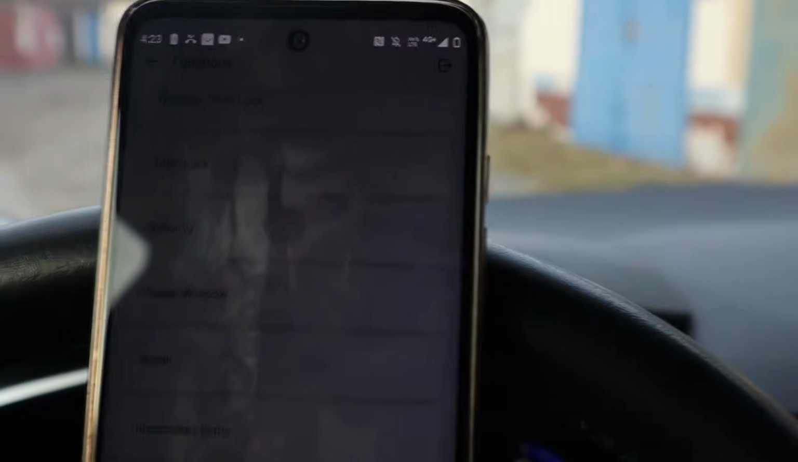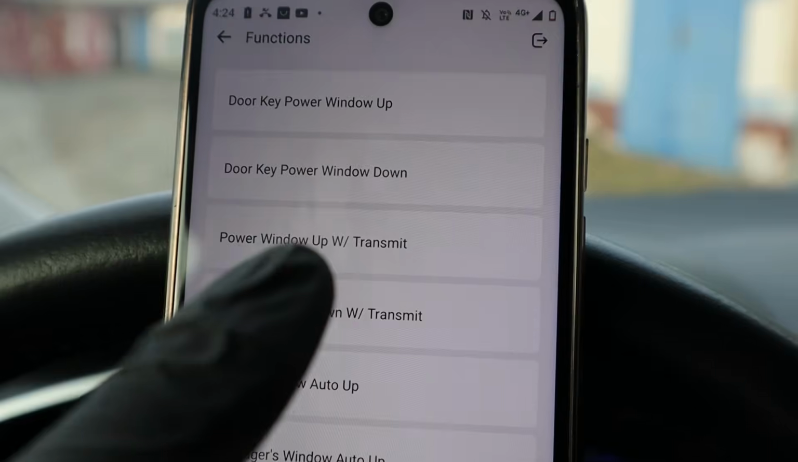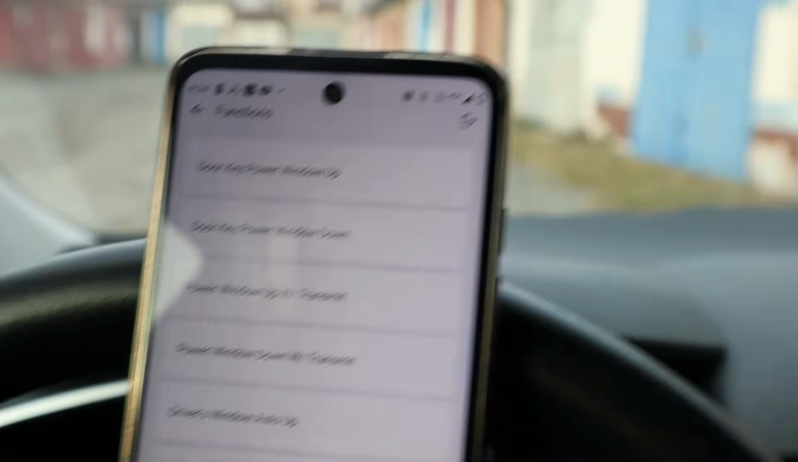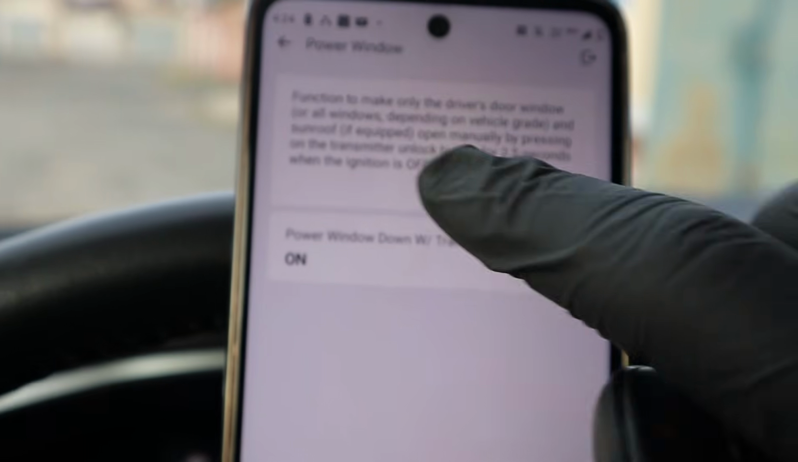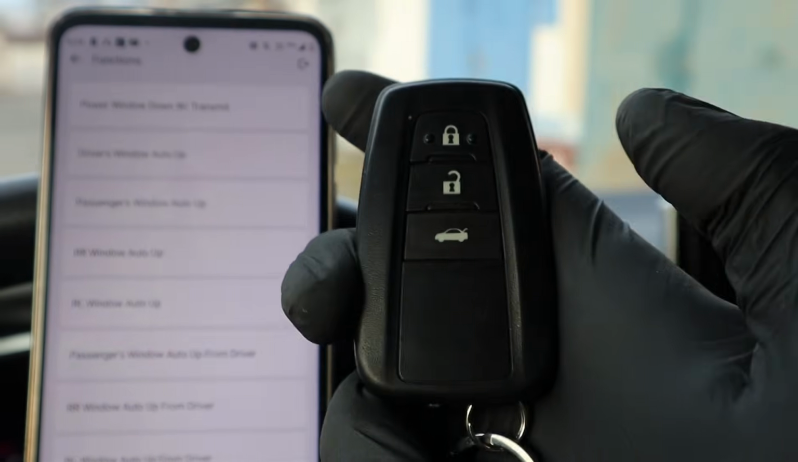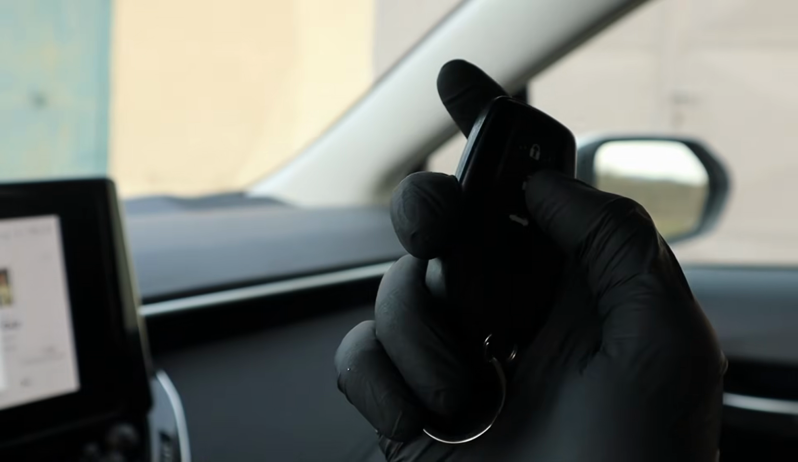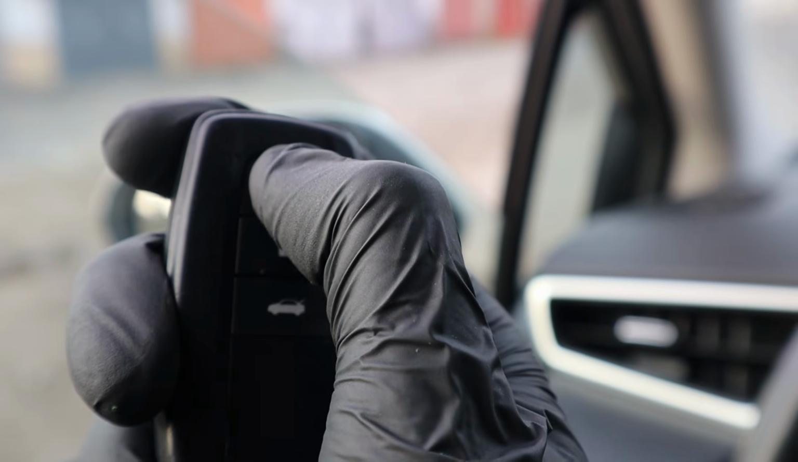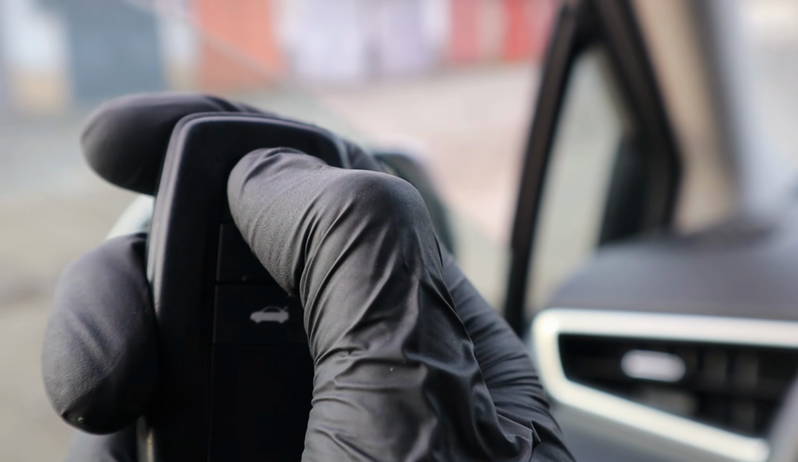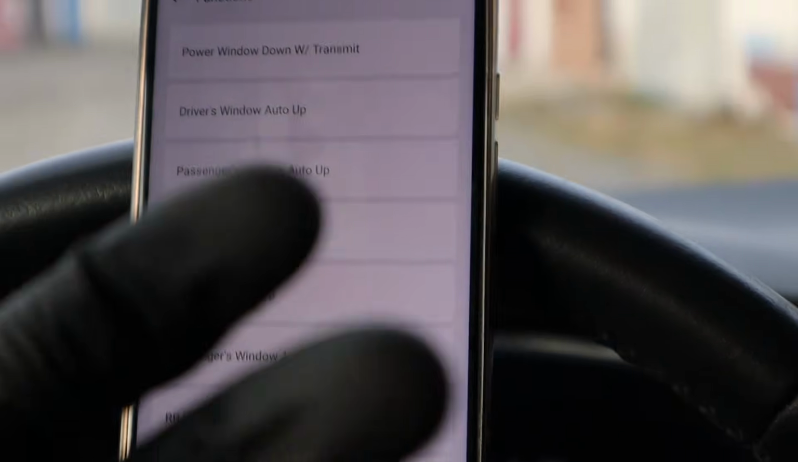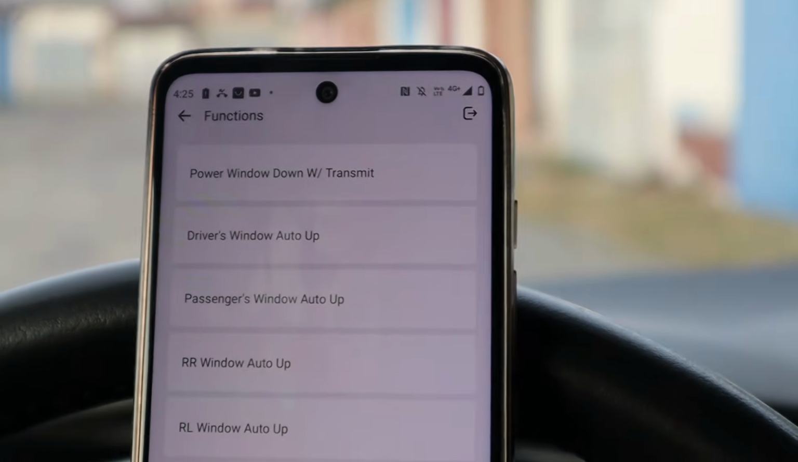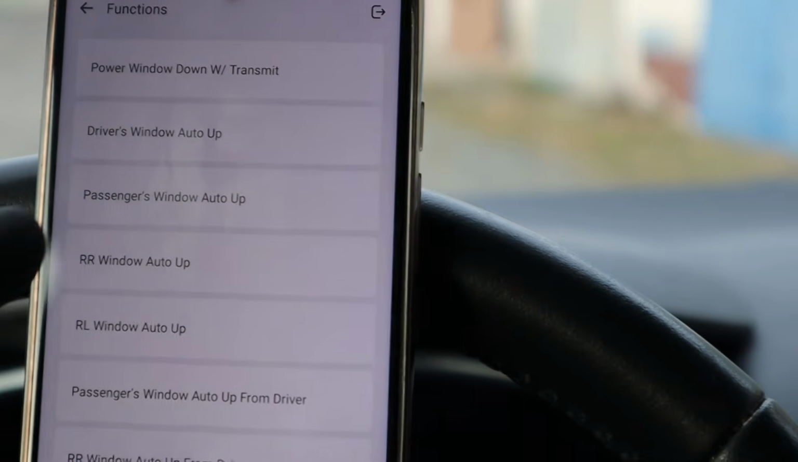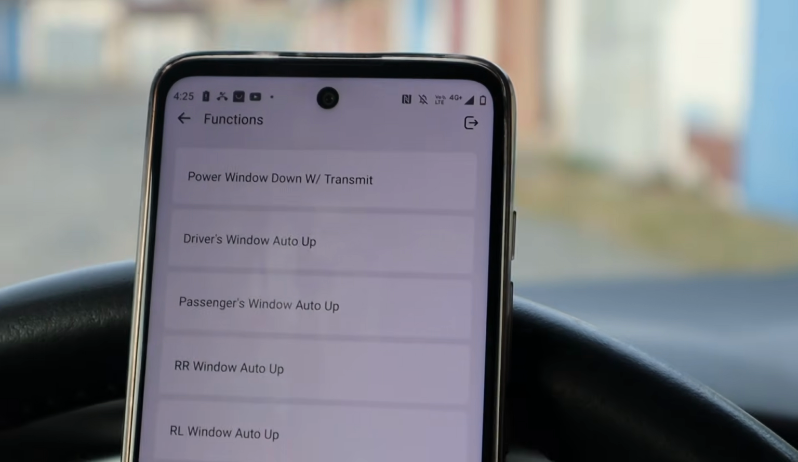For example, power windows. See, here I can enable operating my windows just from the key fob with this option, power window up and down with transmit. I already have it on, and that means the ability to control my power windows just from the key fob. Funny thing is that when I got this car as brand new, this wasn't allowed, so I had to use an OBD2 scanner to enable this function.